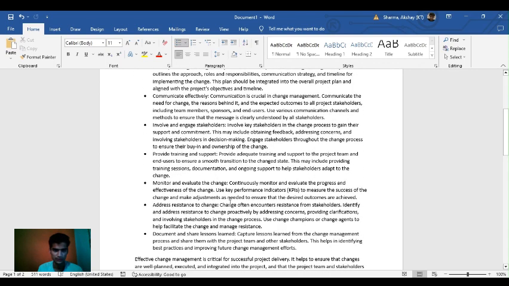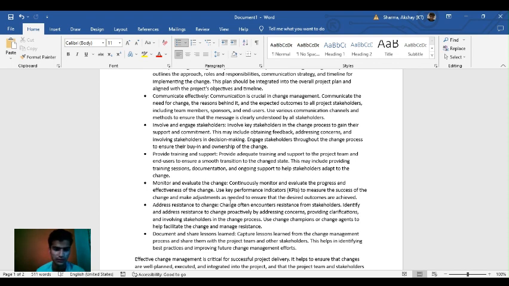Next thing is we have to communicate effectively. So it's a crucial and important step. Communication is always crucial in change management because we are communicating the need for the change and the reasons behind it and the expected outcomes to all the project stakeholders, including team members, sponsors, and end users. So use the various communication channels and methods to ensure that the message is clearly understood by all stakeholders.